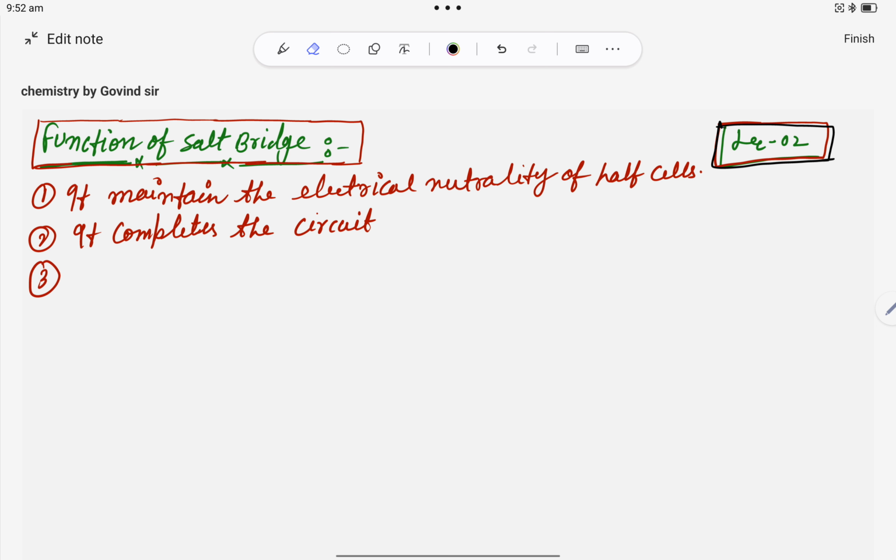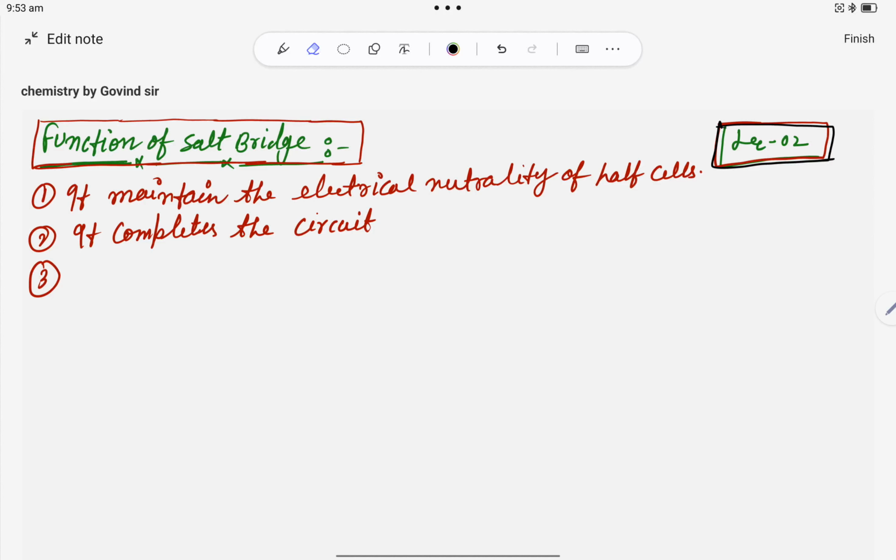Here we are having lecture number 2 for electrochemistry. Till the last video we have discussed the salt bridge. Now we are going to discuss the functions of the salt bridge. The first function is mentioned here: it maintains the electrical neutrality of half cells.